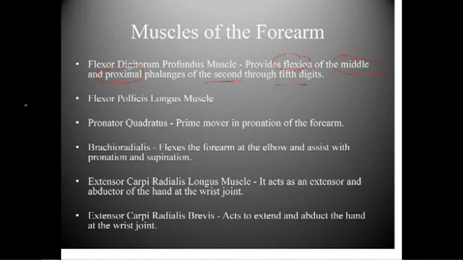Flexor pollicis longus muscle, we're not going to worry about function there. The pronator quadratus is the prime mover in pronation of the forearm. So the pronator quadratus, once again, is concerned with pronation.